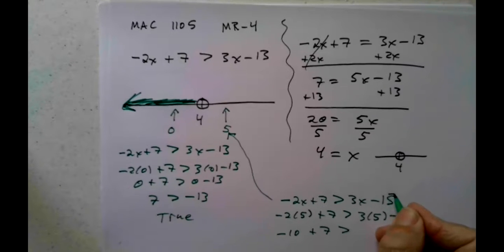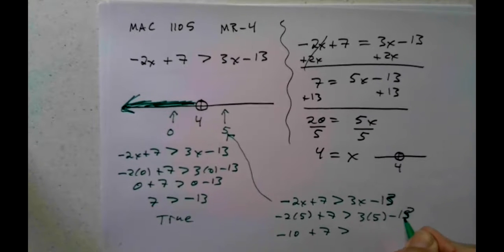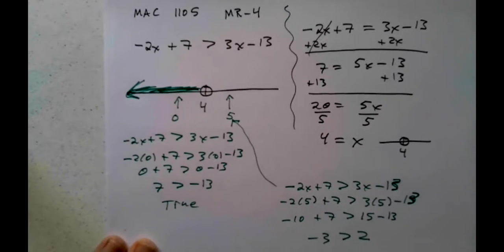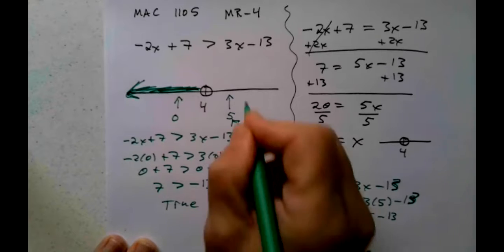I think I miscopied that earlier, so I will fix that now. Is greater than 15 minus 13. Negative 10 plus 7, negative 3, is greater than 2. Is owing 3 better than having 2? No, that's false. So I'm not going to shade that way.